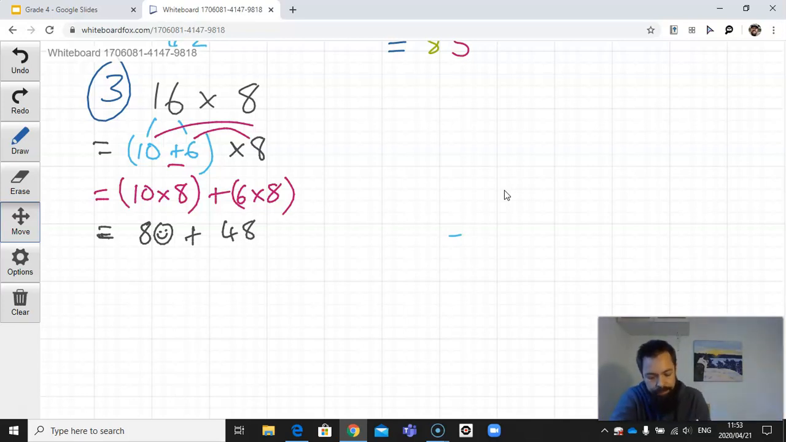Adding these two together, I'm going with my units first. So 0 plus 8 is 8. 4 plus 8 is 12. So my answer is 128.